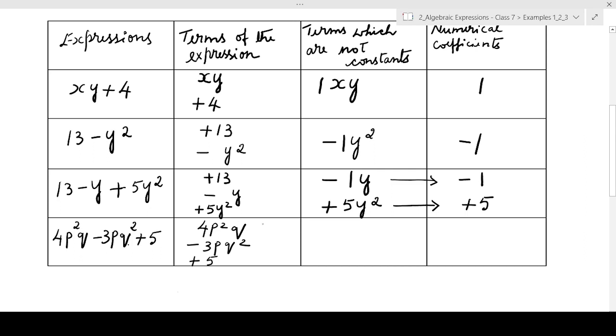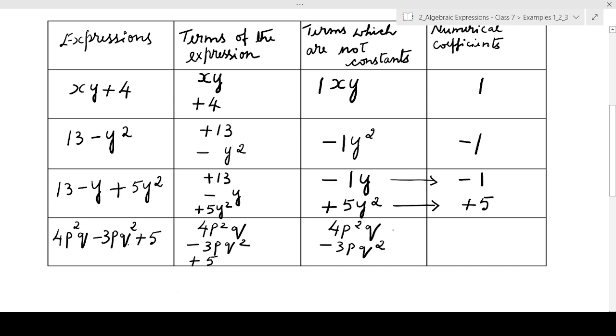We'll find out which are the ones which are not constants. Now 4p square q, you have attached letters over here. As such, it is a term which is not constant. Then we have minus 3pq square. So there is a number, but it also has letters attached to it. As such, this also is not a constant. The third term is plus 5. No letters attached to it. As such, it is a constant. The value of 5 is 5.